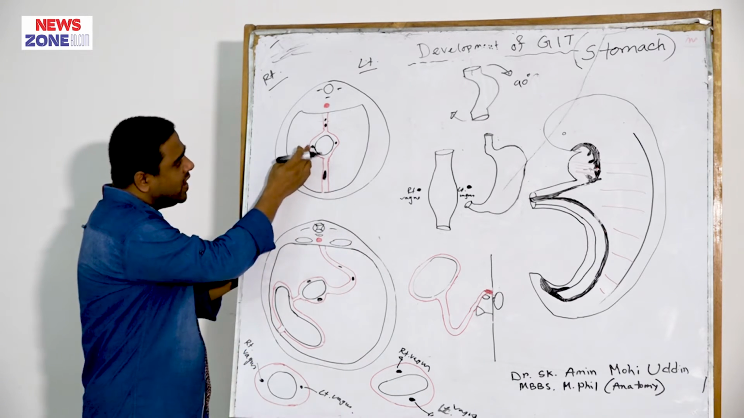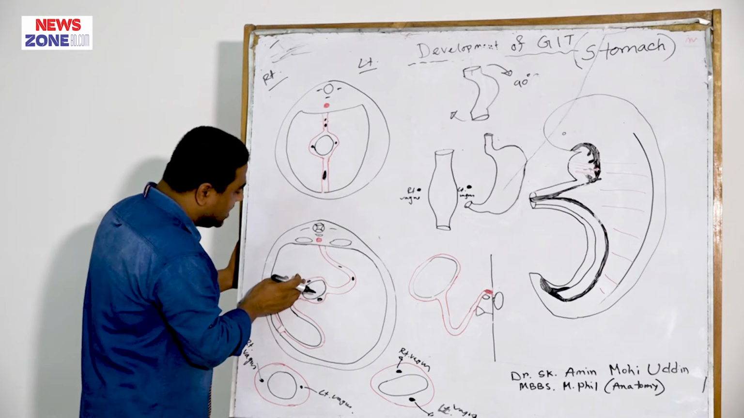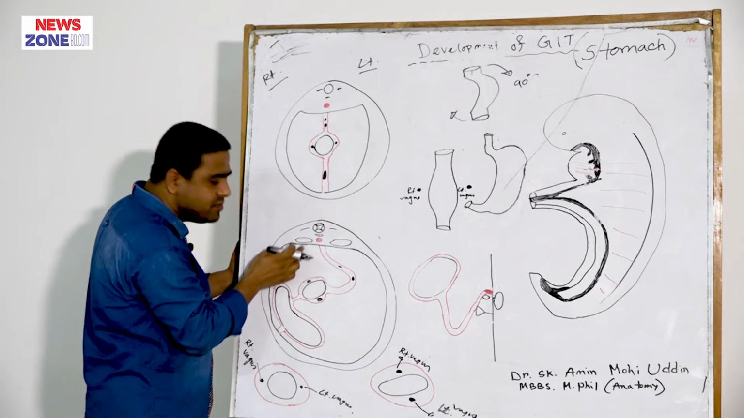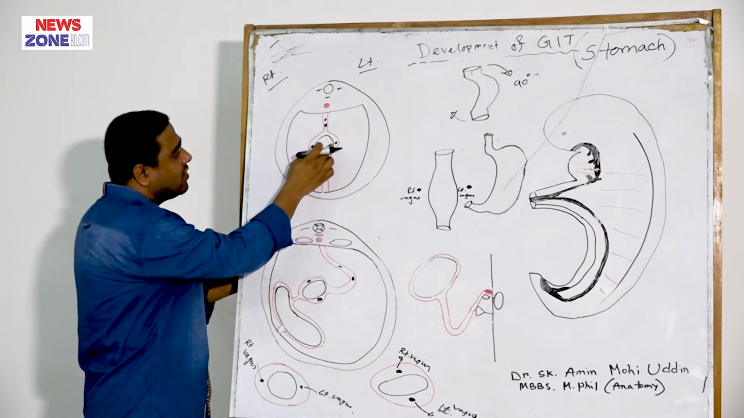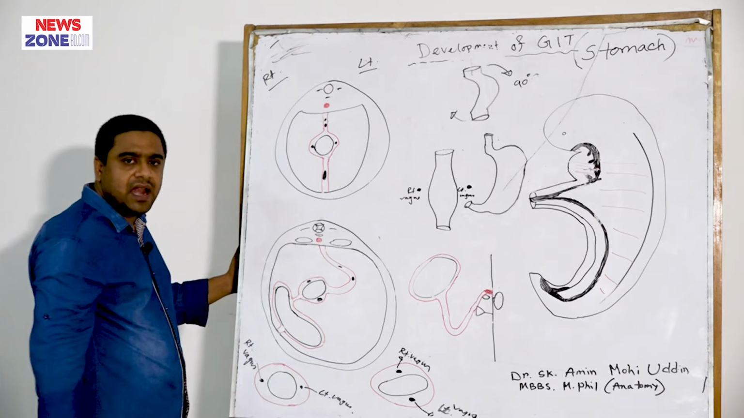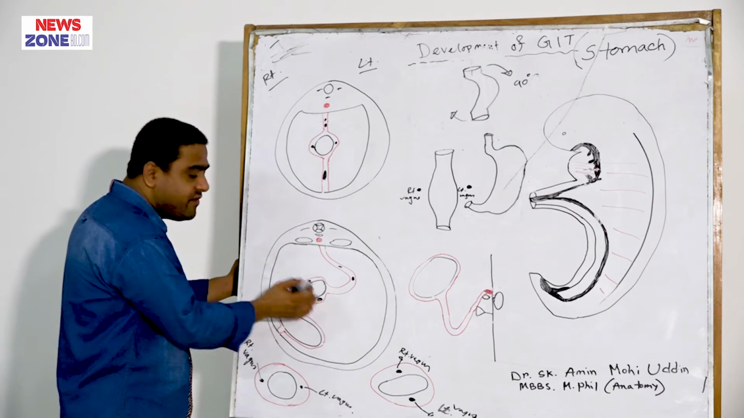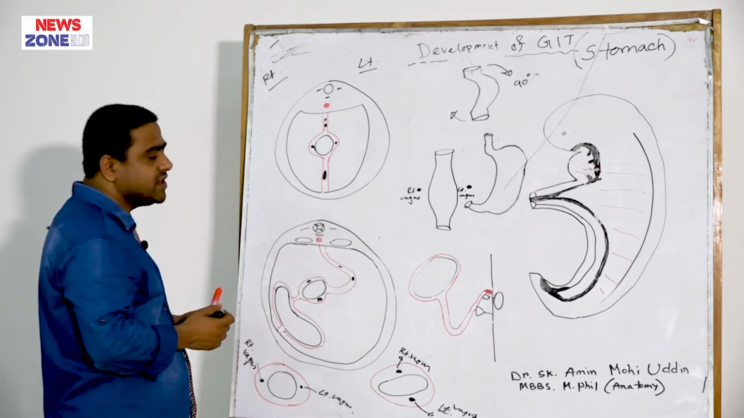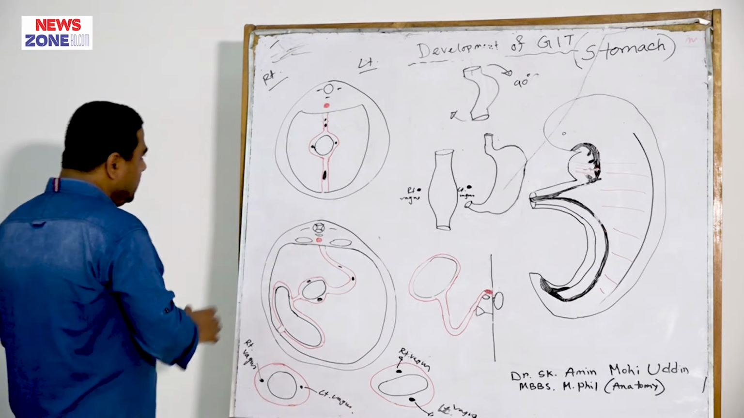That means when it rotates 90 degrees clockwise around the longitudinal axis, the right vagus now comes to the posterior of the stomach, and the left vagus now comes to the anterior of the stomach. That's why in the adult stomach, the anterior surface of the stomach is supplied by the left vagus nerve, and the posterior surface of the stomach is supplied by the right vagus nerve.